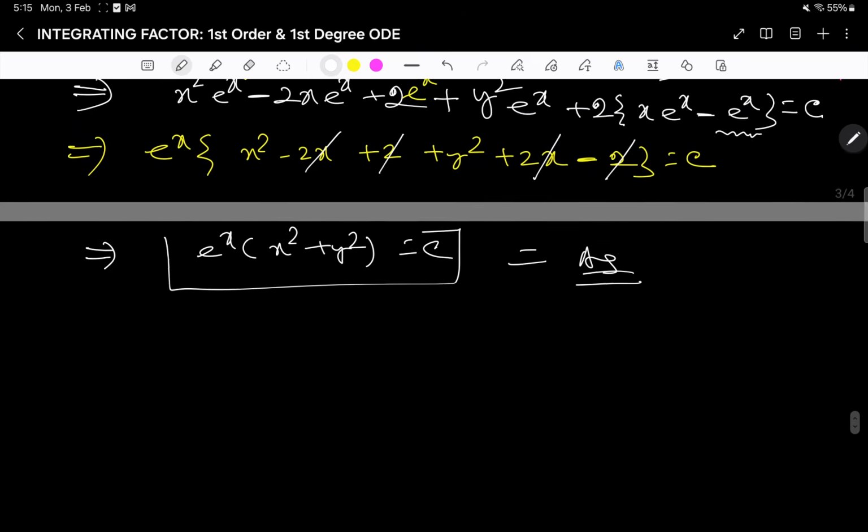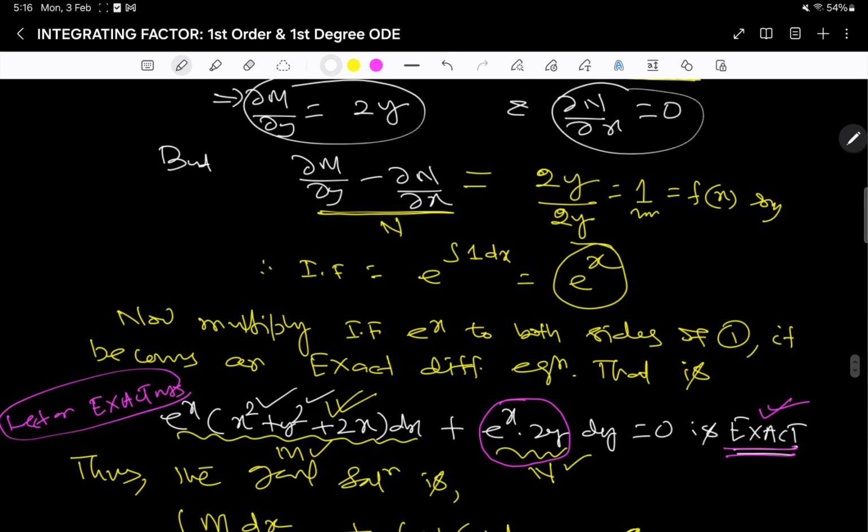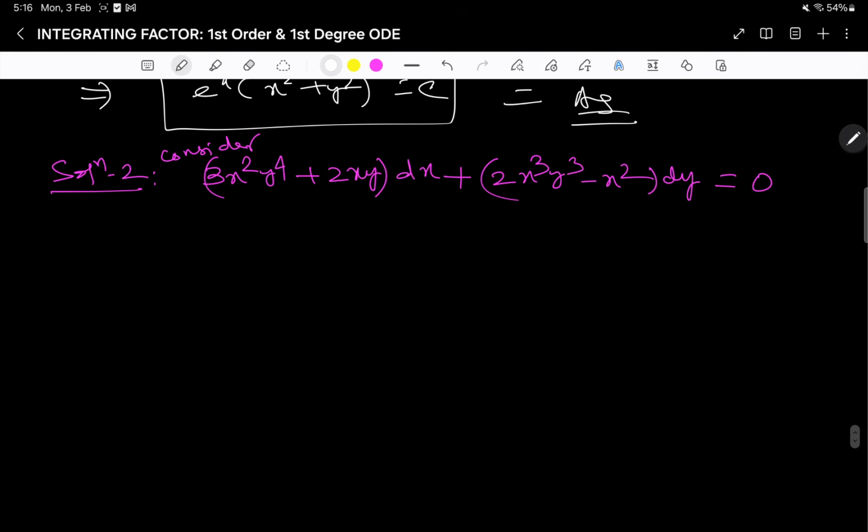Now coming to the second example. Coming to your example 2, I rewrite it here. Consider this, the given differential equation is considered. Let it be my equation star. So now this is my M, since this is dx, and this is dy, so this is my N.